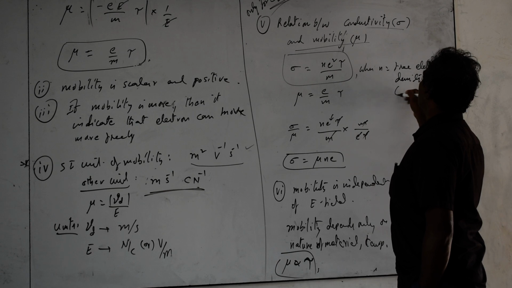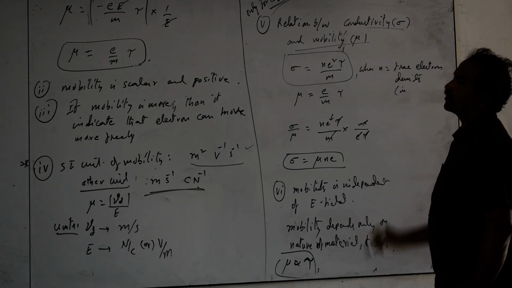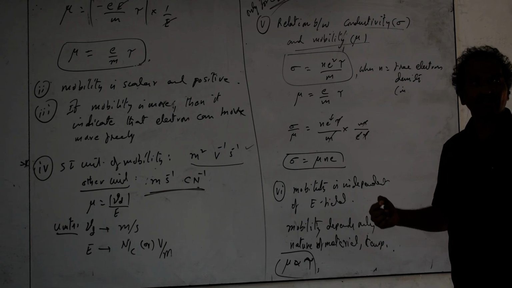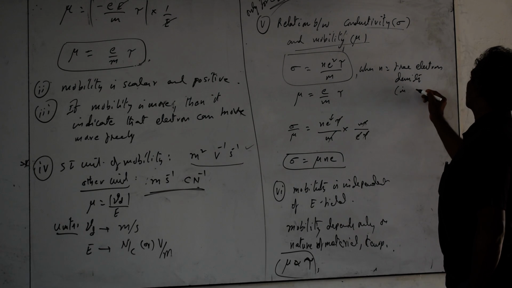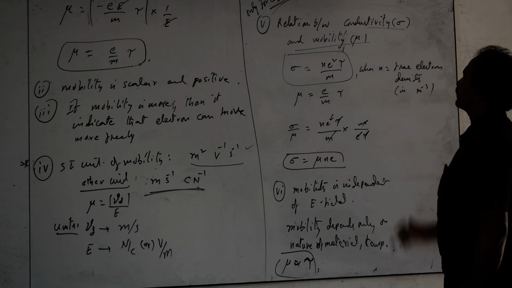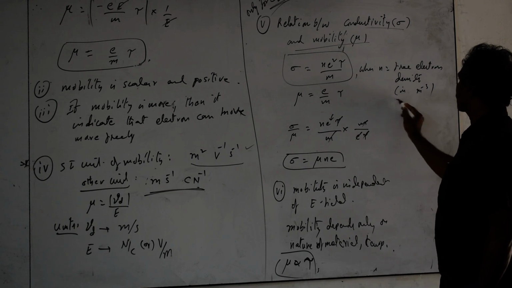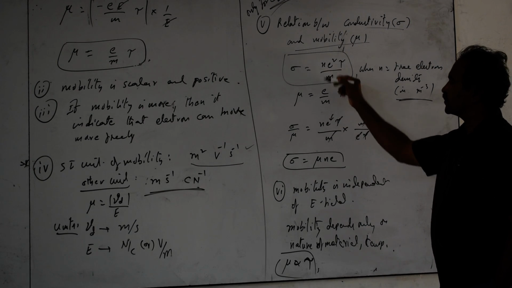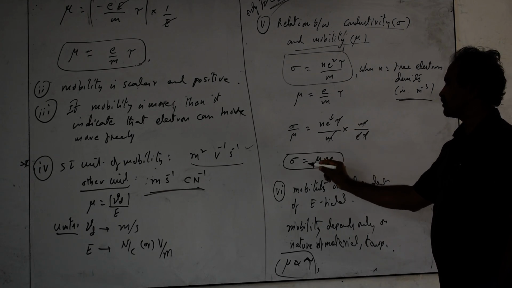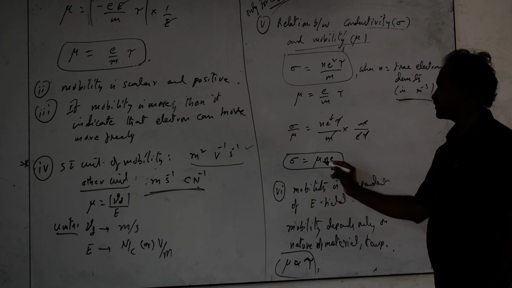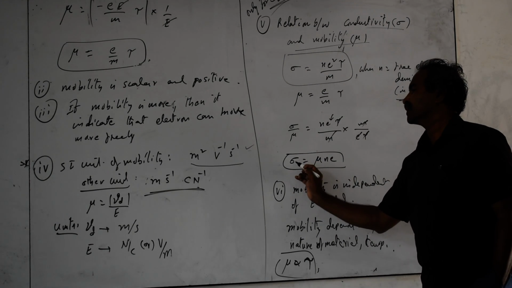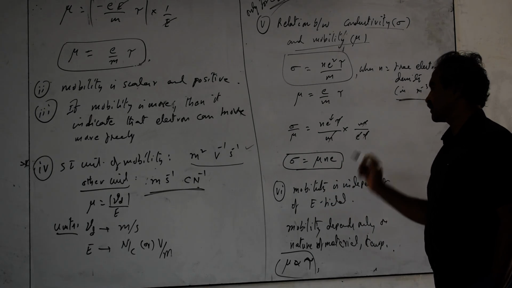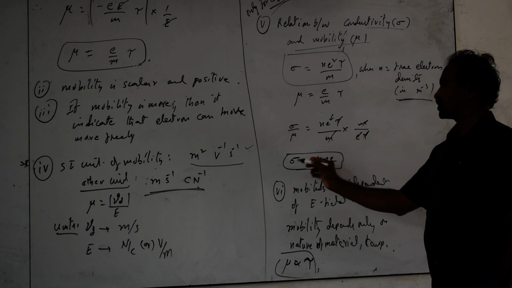What is the unit for this free electron density? Number of electrons per unit volume, so the unit is taken as per cubic meter. This will be mentioned in terms of per cubic meter. Next, take the ratio of these two. You will get the relation sigma equal to mu n e. This is the relation between the mobility and sigma, the conductivity, in terms of small n. More n, already we know, more sigma.